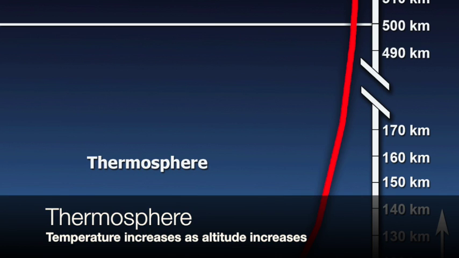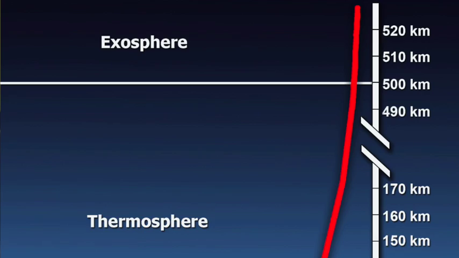And so here the temperature is increasing as altitude increases because this layer of the atmosphere is receiving a lot of solar energy. The higher up you go, the more solar energy you're receiving. And then you get to the exosphere, and then the exosphere leads out on into space.